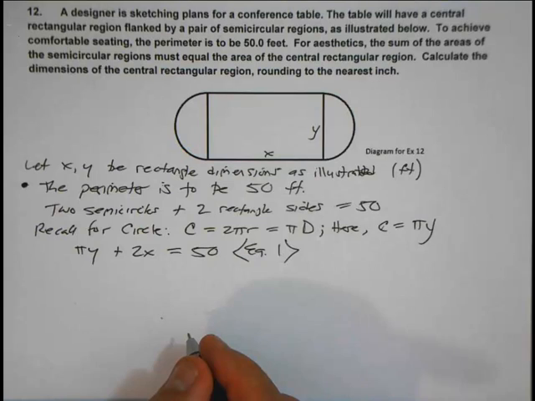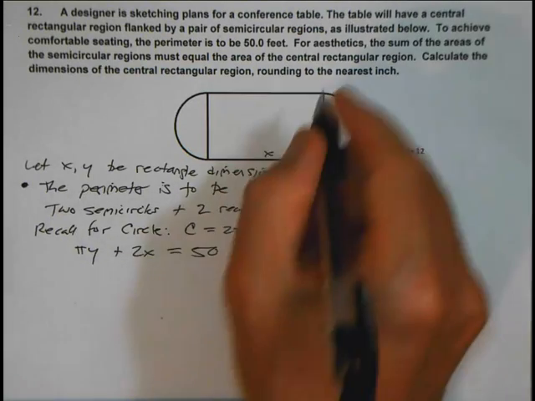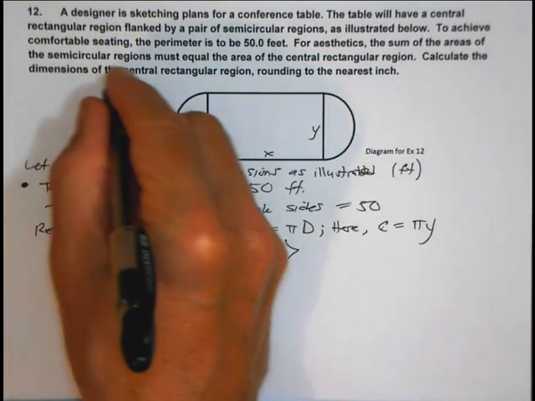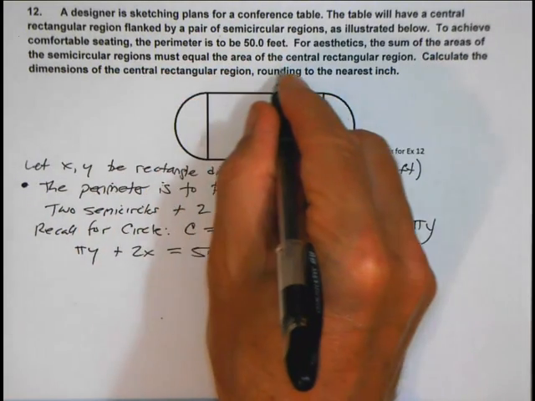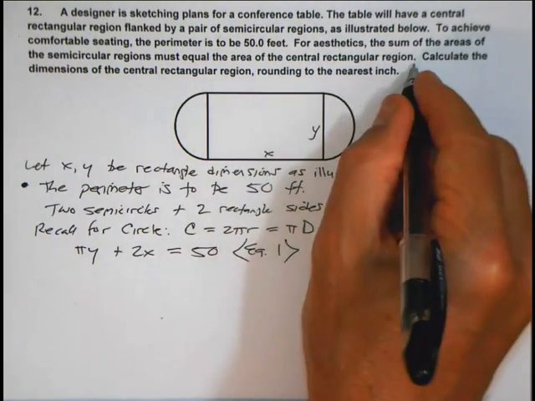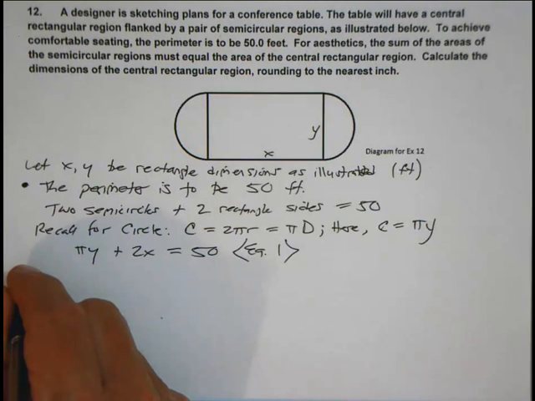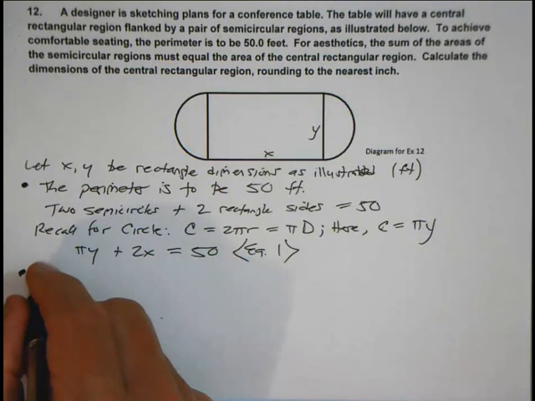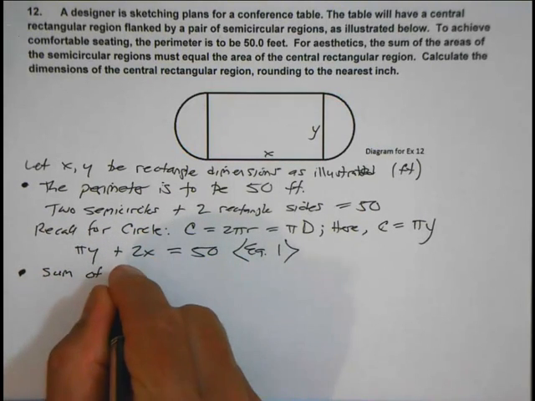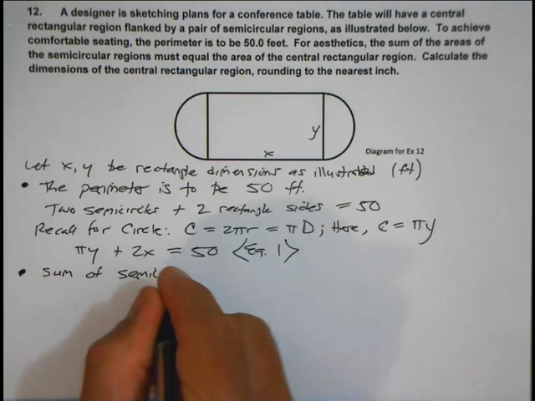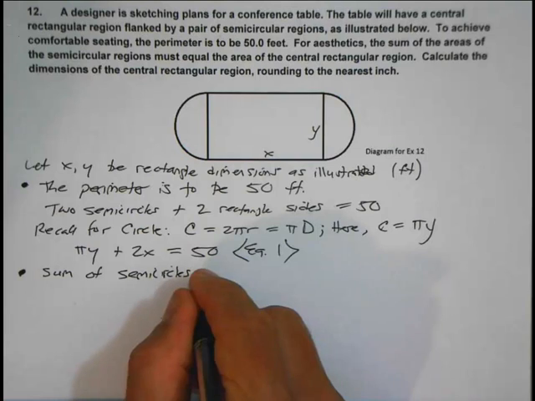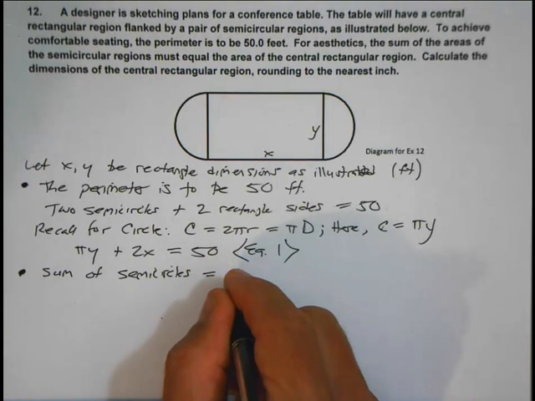Now, what other information have we got? This sentence: for aesthetics, the sum of the areas of the semicircular regions must equal the area of the central rectangular region. Okay, let's analyze that. The sum of semicircles must equal the rectangle, basically.